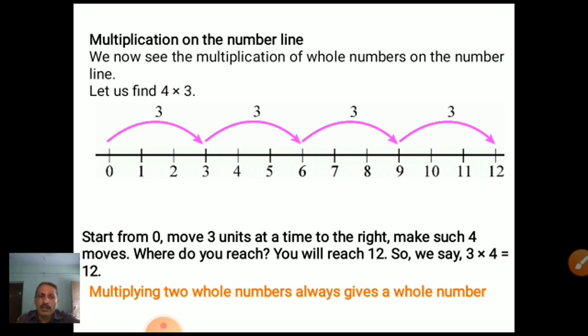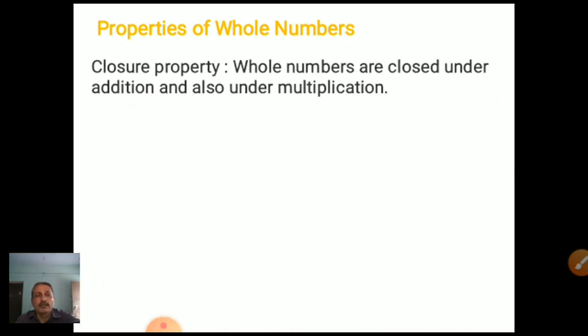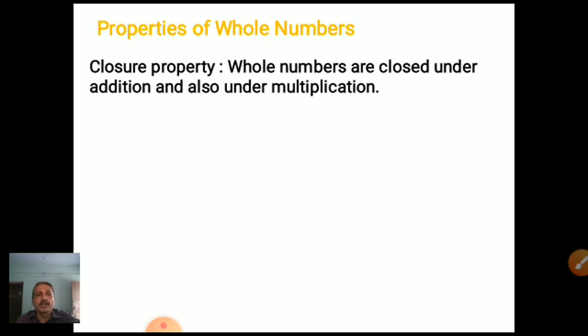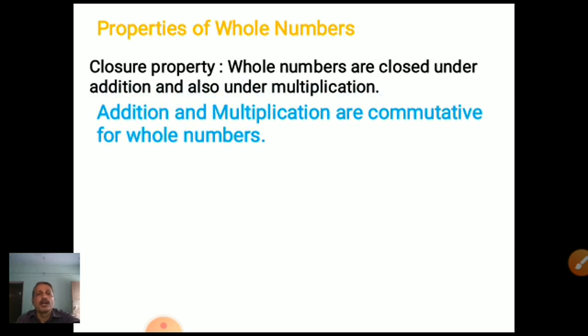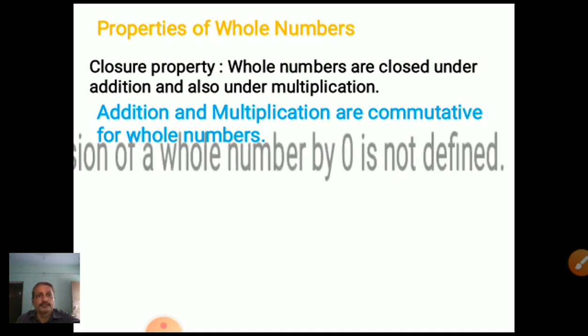Multiplying two whole numbers always gives a whole number. As with addition and subtraction, multiplication also gives whole numbers. Properties of whole numbers. Closure property: whole numbers are closed under addition and also under multiplication. Addition and multiplication are commutative for whole numbers also.